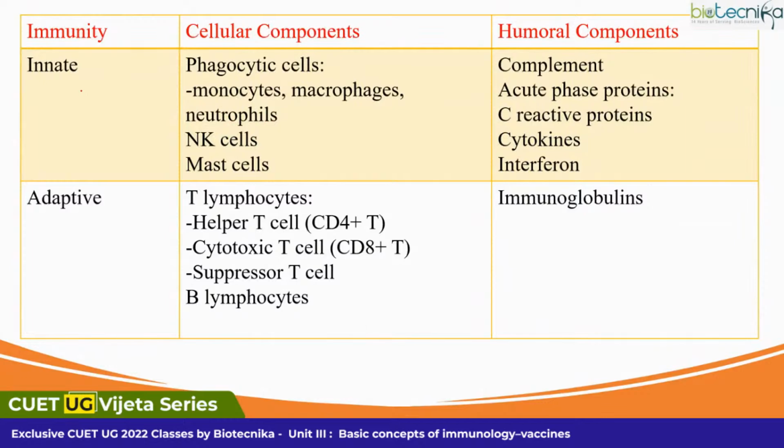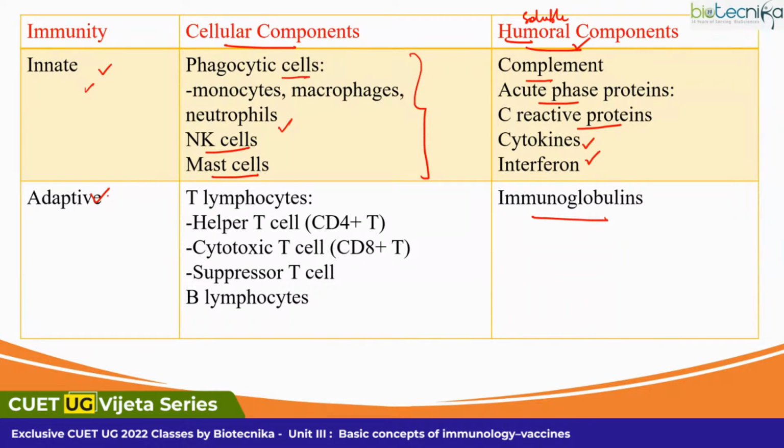Now, if you talk about innate and adaptive immunity, what comes under the cellular and humoral components? For the cellular components of innate immunity, you include the various cells we discussed, like monocytes, macrophages, neutrophils, natural killer cells, and mast cells. For the humoral component, humoral itself means soluble components. If they ask about the humoral components of innate immunity, it will be the soluble proteins involved, like complement proteins and acute phase proteins. One of the acute phase proteins is C-reactive protein, then cytokines and interferon. These come under the humoral components of innate immunity.